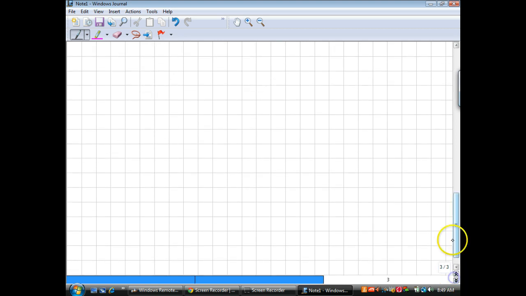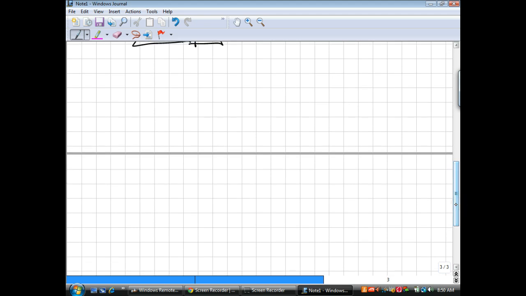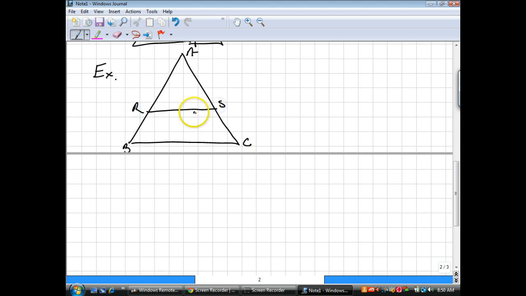Then we use the idea of similar triangles in order to solve for unknown values. So for example, let's say I have this picture where this is triangle A, B, C, and I have segment RS, and I know RS is parallel to BC, and I know this is 8, this is 4, this is 10, this is Y, this is X, and this is 15. Well, I can use similarity and proportions to find the unknown values.